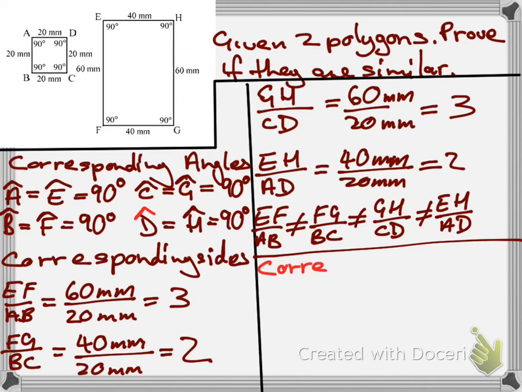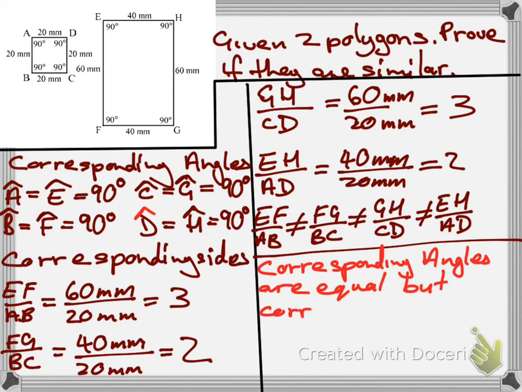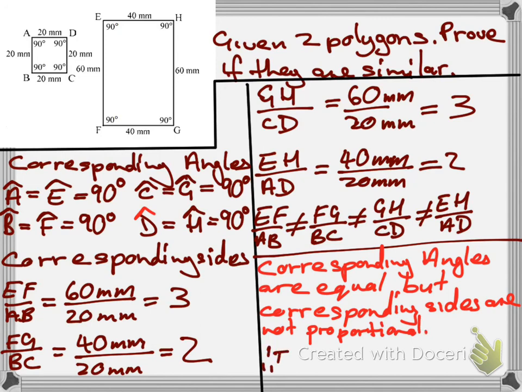So we can see that the first property, corresponding angles are equal, this condition is satisfied, but the corresponding sides are not proportional. So one of the conditions is not satisfied. So we can conclude that the two polygons are not similar. The two polygons are not similar. You see that? So now, just to practice to see if you have gotten the concept, please answer the quiz on Edmodo. Okay.